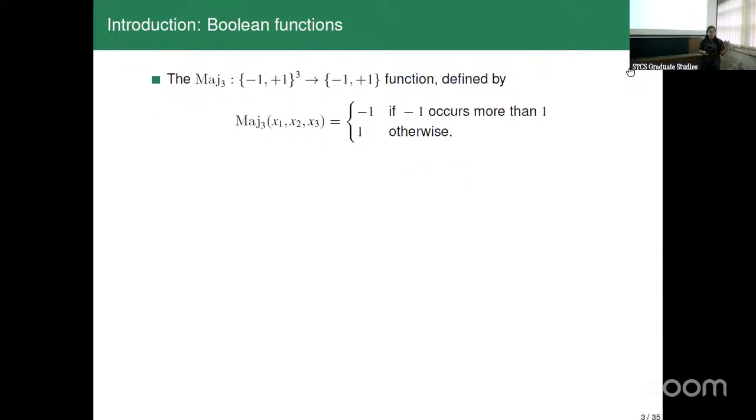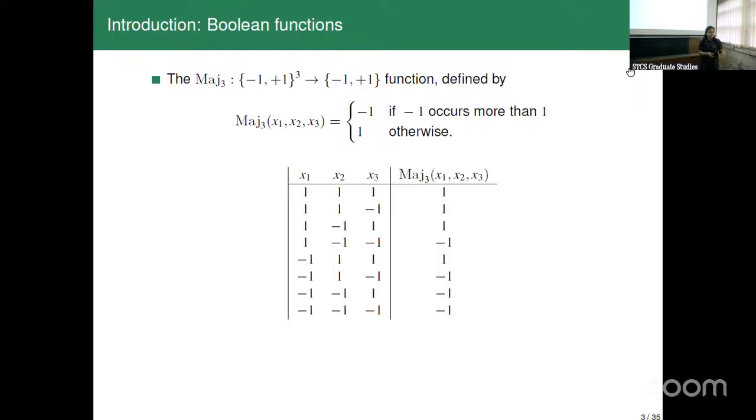The second one is the majority of 3 bits. It takes the value -1 if -1 occurs more than once and it is 1 otherwise. So if you look at the truth table, you can see that the first row has all 3 bits equal to 1, so it takes the value 1. The second row has 2 bits equal to 1 and 1 bit -1, so it takes the value 1, and so on.